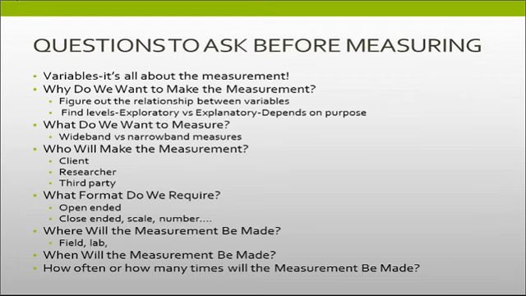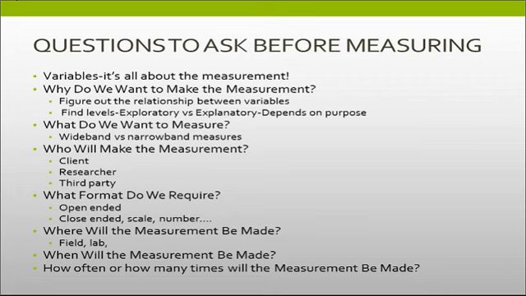The next question is, what do we want to measure? In our example, we want to measure depression and sleep patterns. A measuring instrument can be wideband or narrowband. Wideband instruments measure a broad trait or characteristic. Narrowband measures a particular aspect of that trait. For our example, wideband will give us an overall picture, whereas narrowband will only look at a specific part. The next question is, who will make the measurement?